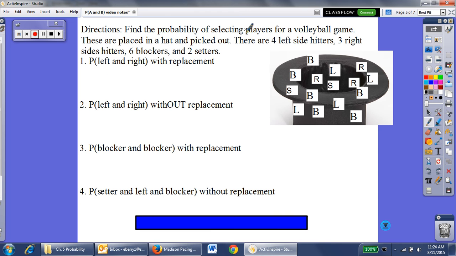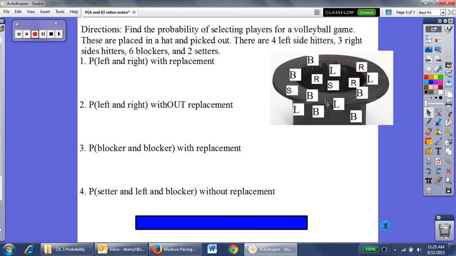Okay, it says to find the probability of selecting players for a volleyball game. These are placed in a hat and picked out, so you can see the picture here. There are 4 left side hitters, 3 right side hitters, 6 blockers, and 2 setters. And I just abbreviated all of those with the letter. So you can see in the hat, I put that there are 6 blockers, so there should be 6 B's in the hat. Left side hitters, so there's 4 L's, 3 rights, so 3 R's, and then 2 S's for 2 setters.